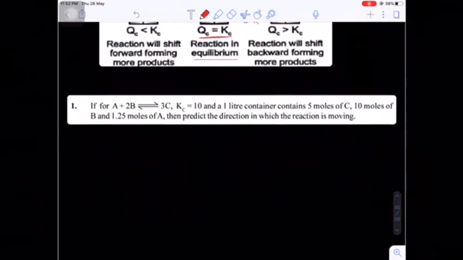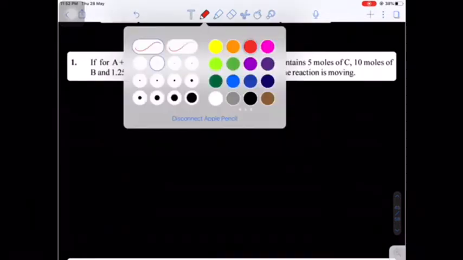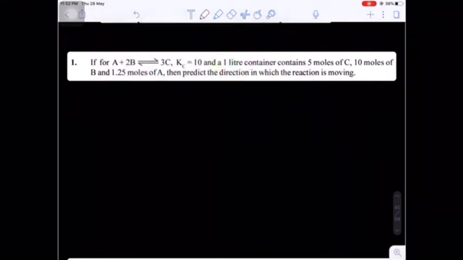Okay, now come to some problems regarding the direction of the reaction. Now the first problem is given to you: A plus 2B equilibrium 3C. Kc value given to you is 10. In a 1 liter container, 5 moles of C, 10 moles of B and 1.25 moles of A. Then predict the direction in which the reaction is moving.